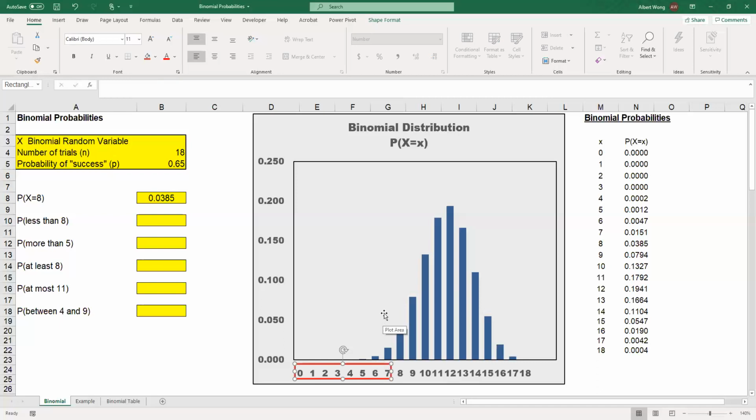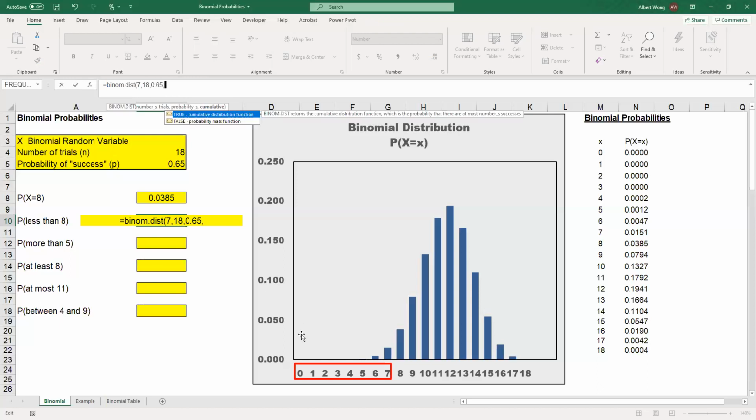Another way of doing it, of course, is to use the cumulative function, which I just talked about, and we can now try it. So we can do BINOM.DIST, bracket, and we want to calculate all the way up to 7, right? So we enter 7, 18, comma, 0.65, comma, and because we want to accumulate all the probability up to 7, this time we enter true rather than false.